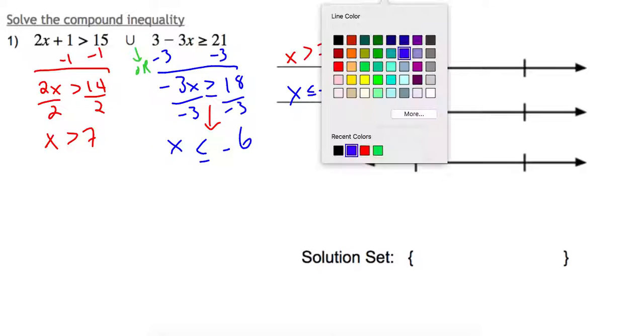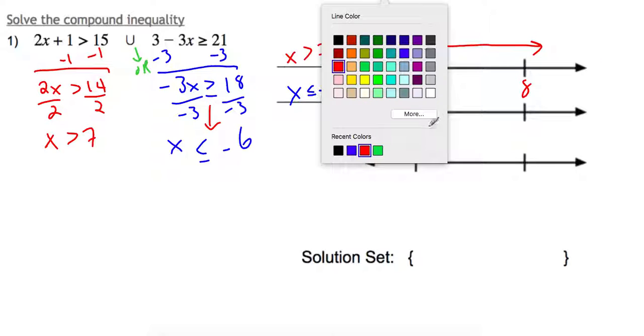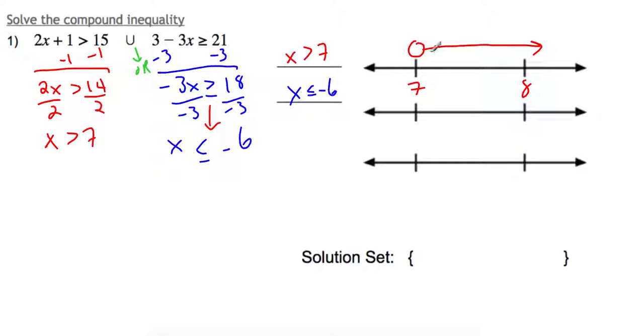Now let's graph both of these inequalities. So over here I have an inequality of x is greater than 7. So let's put 7 here, let's put 8 here, and my inequality will look something like this. It's an open circle, and it's pointing to the right. And for my blue inequality, I have x is less than or equal to negative 6. So let's make this negative 7. Let's make this negative 6. And this inequality is going to look like a filled-in circle, and it's going to be pointing to the left, all values less than negative 6.